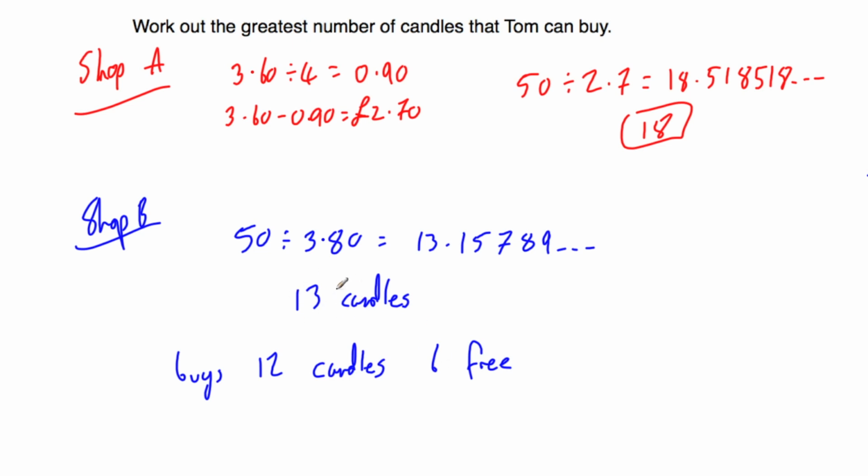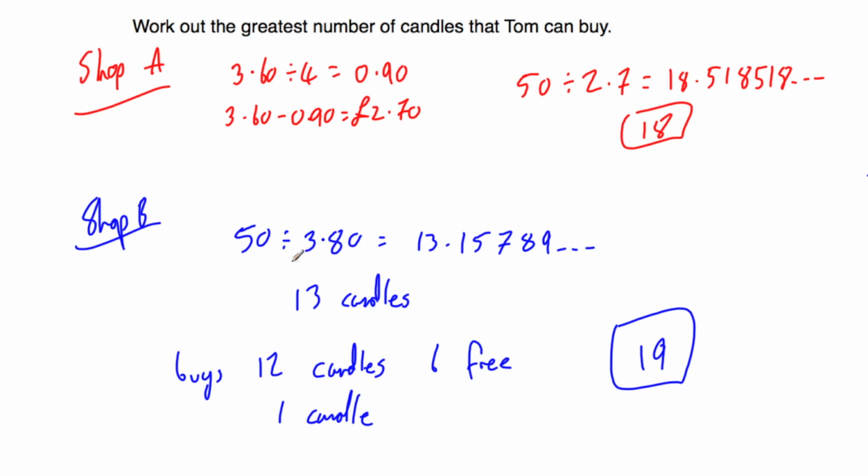But he did have enough money to buy 13 candles. So he does have enough money to buy one more. So he could buy one more candle with the money he's got left over. So that means he can buy 12 and get 6 free, and then he can buy one more candle. And 12 plus 6 is equal to 18, plus 1 is 19. And that means he can buy 19 candles in shop B. And the question says work out the greatest number of candles that Tom can buy, and the answer would be 19.